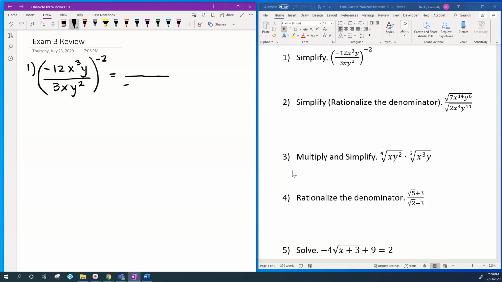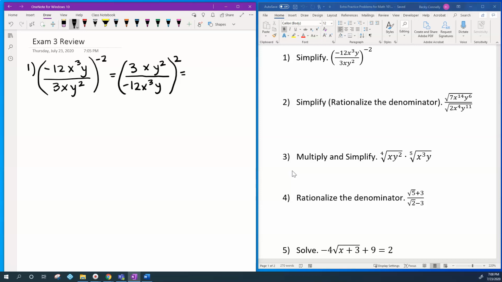Whatever's on the top goes to the bottom, and whatever's on the bottom goes to the top. All right, we're just flipping that, and then it's no longer a negative exponent, it's now a positive exponent. Okay? And so now let's just distribute that through. All right, and well, a couple of things here.